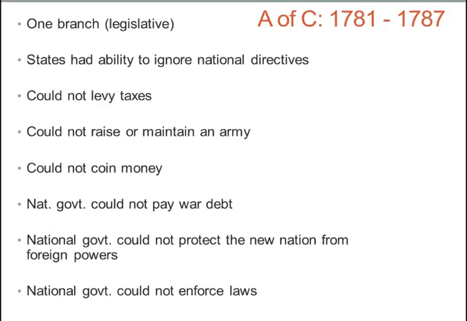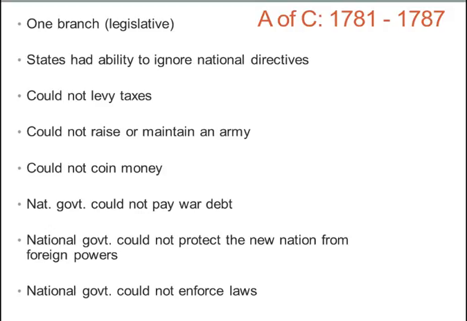Key characteristics: it was one branch, which was a legislative branch, Congress. States had the ability to ignore national directives. Under the Articles, the national government could not levy taxes. It could not raise or maintain an army. It could not coin money. It could not pay the war debt. It could not protect the nation from foreign powers, and it could not enforce its own laws.